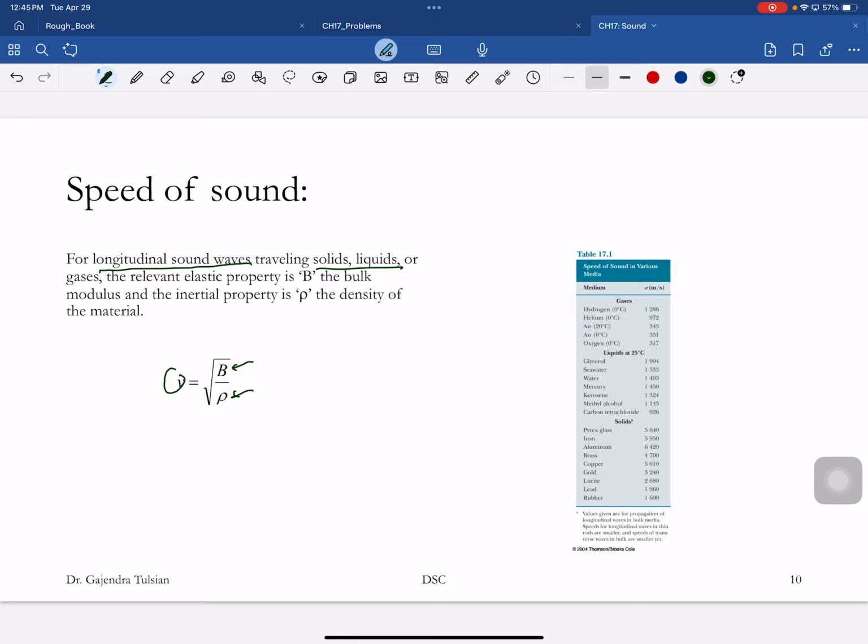So in air, the temperature in this room is about 20 degrees Celsius, and the speed of sound is 343 meters per second. So sound will travel from here to Mainland High School in 1 second, roughly. In water, it can travel almost 5 times as fast. In steel, in iron, it travels almost 20 times as fast.